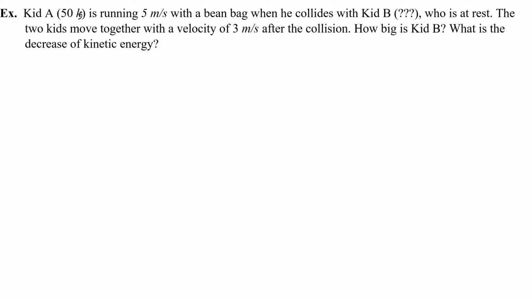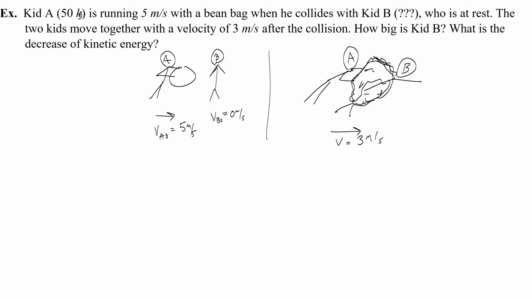All right, give me a second to draw this situation. Okay, so here we have Kid A running into Kid B, and they move together as one blobbed unit going 3 meters per second, and we're going to figure out how big Kid B is. So we'll do momentum conservation again for this. P naught equals P. In the beginning, you would only have momentum from the first kid, which we'll say MA VA naught. And at the end, you would write MA plus MB times V for the momentum of one thing.